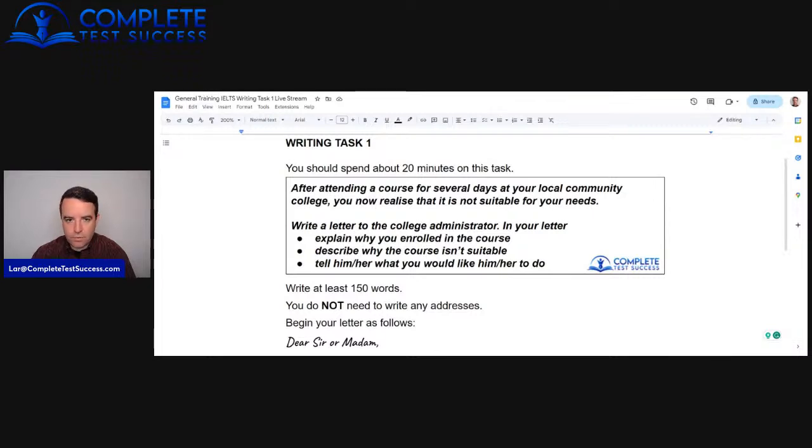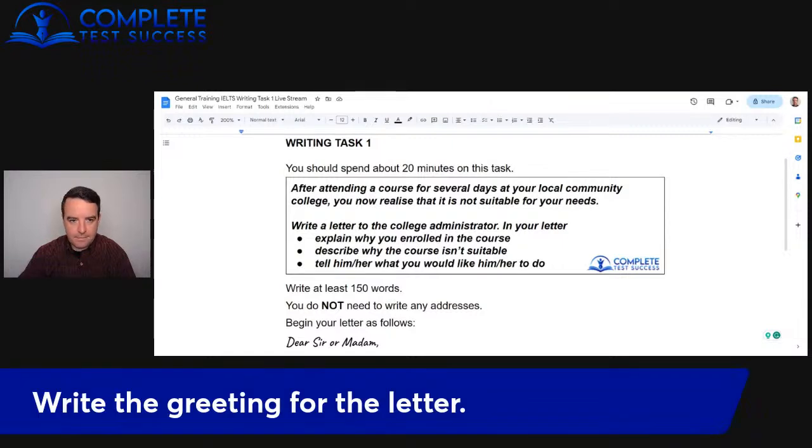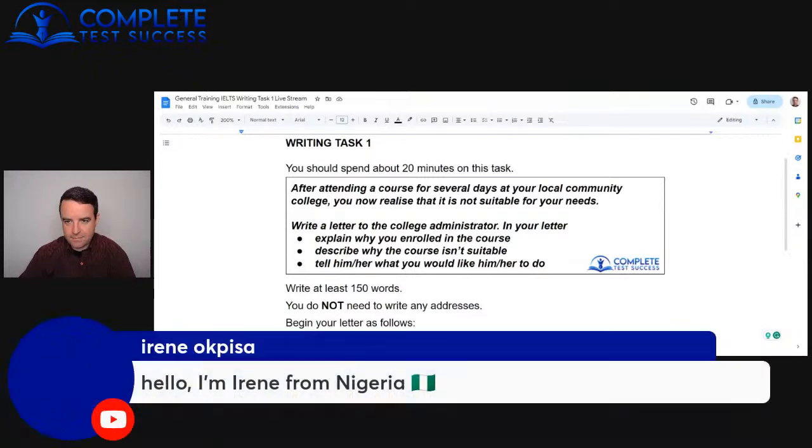All right, so the first task for you guys here today is to write the greeting for this letter. Okay, so just share it, type it in the comments, share it with me, and I'll be able to tell you if it is appropriate or not.